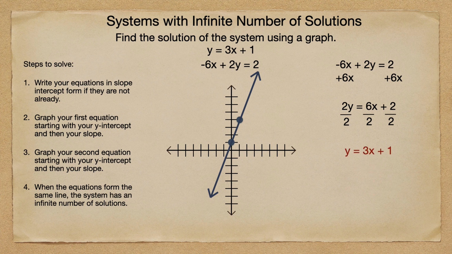You may notice this is the same equation as the first, and this will make the same line. When equations form the same line, the system has an infinite number of solutions. And that is our solution.